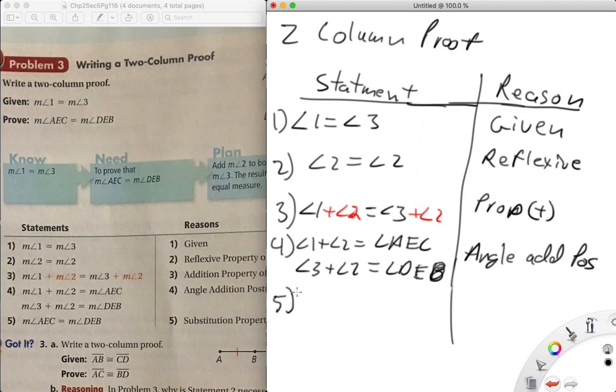The last step, notice that AEC equals 1 plus 2, right? DEB equals 3 plus 2. So we can substitute AEC for 1 plus 2. And we can substitute DEB for 3 plus 2. Which is exactly what they want us to prove, and we did it by substituting. We substituted AEC for 1 plus 2, and we substituted DEB for 3 plus 2.